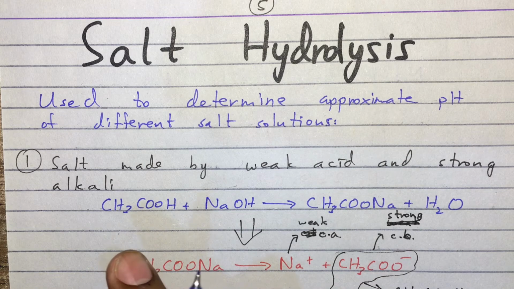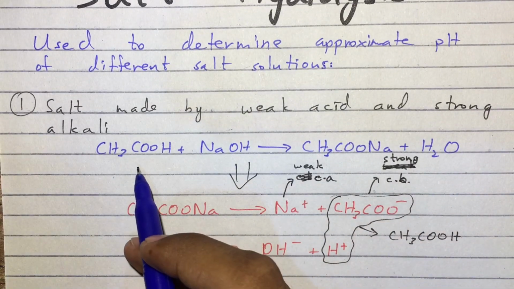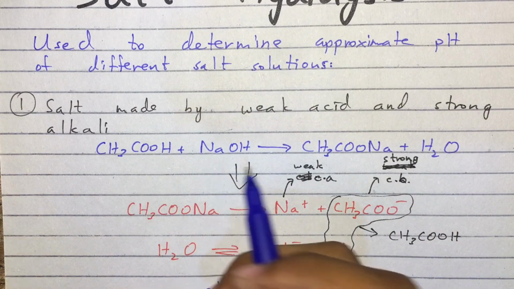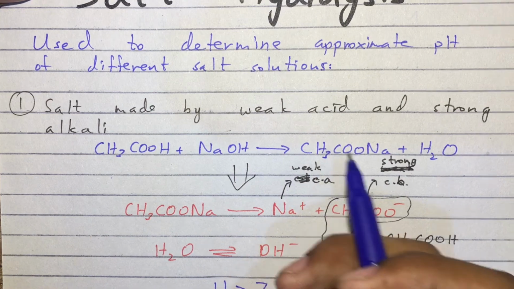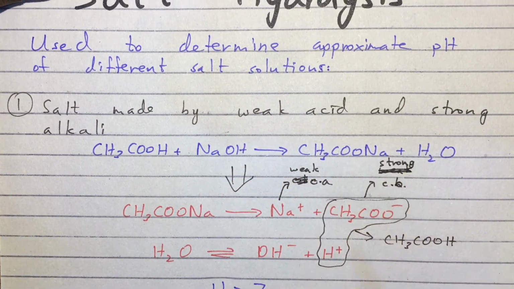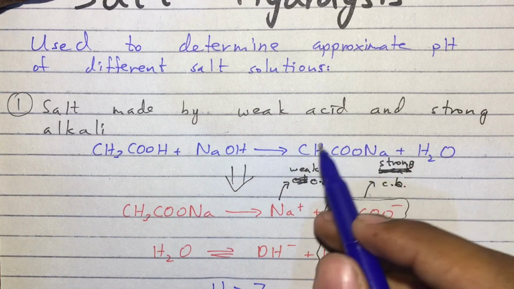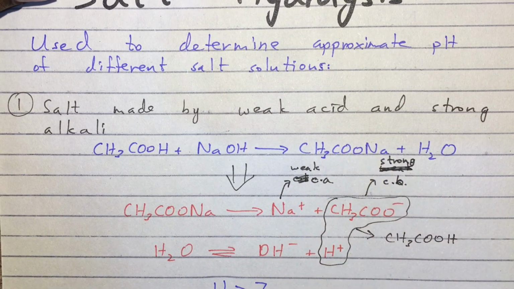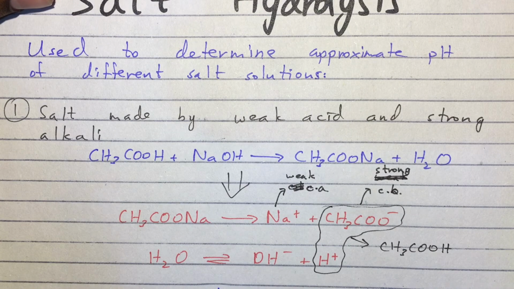So first we'll take a salt that is made by a reaction of weak acid and strong alkali. The weak acid is ethanoic acid and the strong alkali is NaOH. These produce sodium ethanoate and water. So basically, if we form a solution of the salt, we need to find whether that will be acidic, alkaline or neutral.